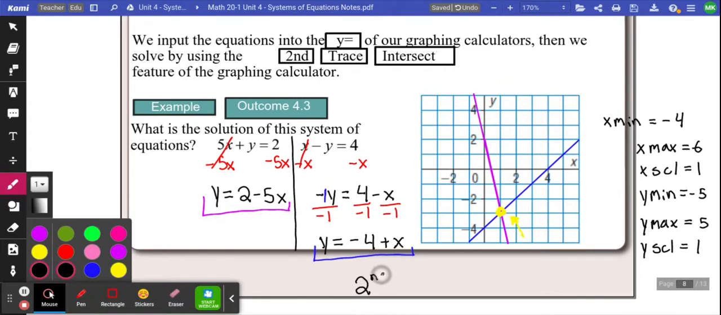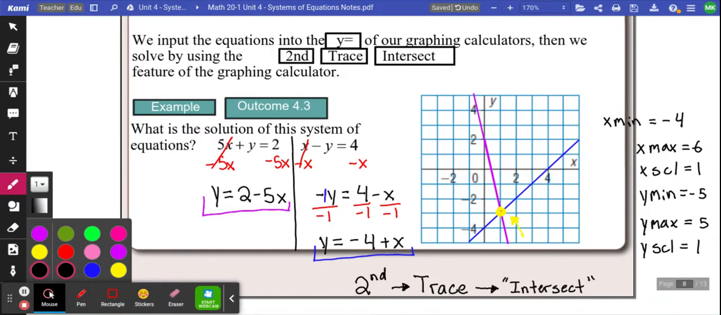Hit the second key. Hit the trace key. So you hit second trace. You're going to get a whole list of options. The option you want is the fifth option. It's called intersect. And when you hit that, it's going to take you back to your graph.